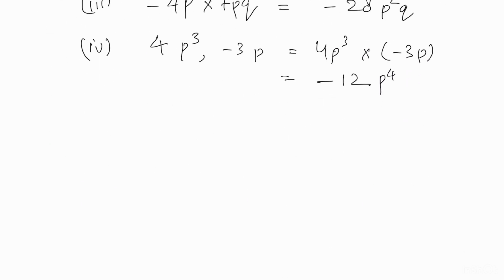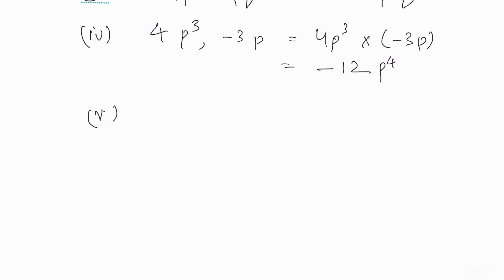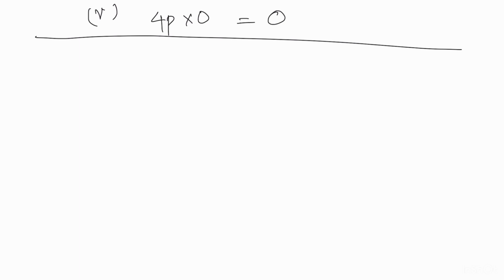Okay. Then question number 5. Part 5 is into 0. Any number multiplied by 0 is 0. Okay, question number 2. Find the area of the rectangles with the following pair of monomials as length and breadth. So first p and q, it's very easy. P into q is pq.